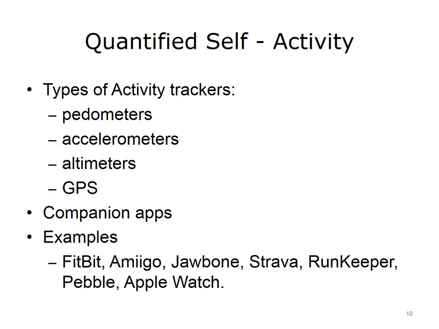Many commercial devices for sale include companion apps to track, visualize, analyze, and share data. Gamification may also be used to promote competition, with the goal of enhancing use. Available examples include Fitbit, Amigo, Jawbone, Strava, Runkeeper, Pebble, and Apple Watch.